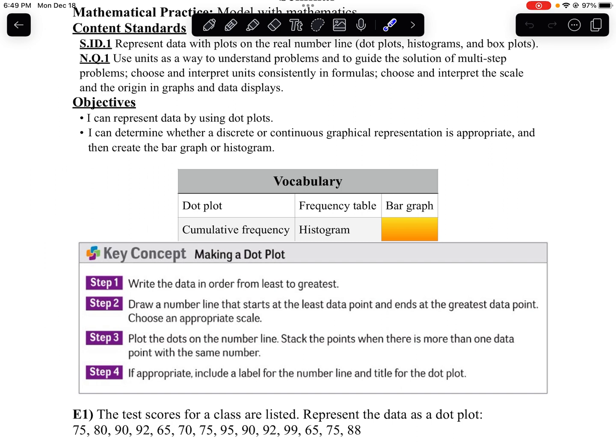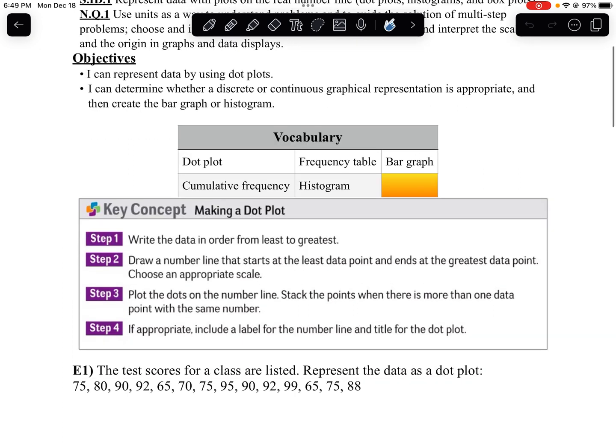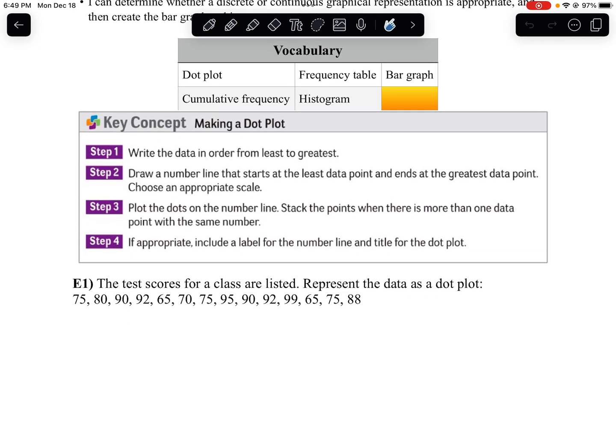And a dot plot is nothing more than a visual representation of our data, hence the word dot plot. Now what we're going to do here is first, if you look at the directions I gave you, 5 steps. You're going to write the data in order from least to greatest. I don't know if you really need to do that. That might be optional. It definitely helps to put it in order, but you don't have to.